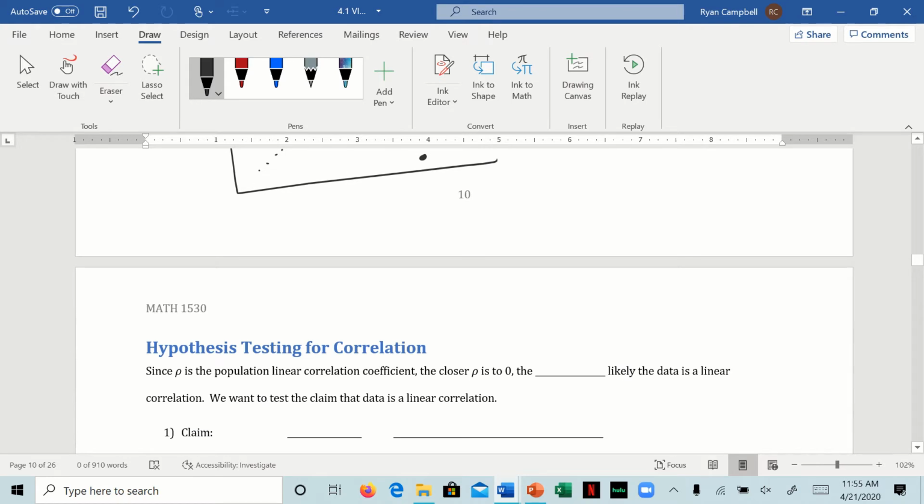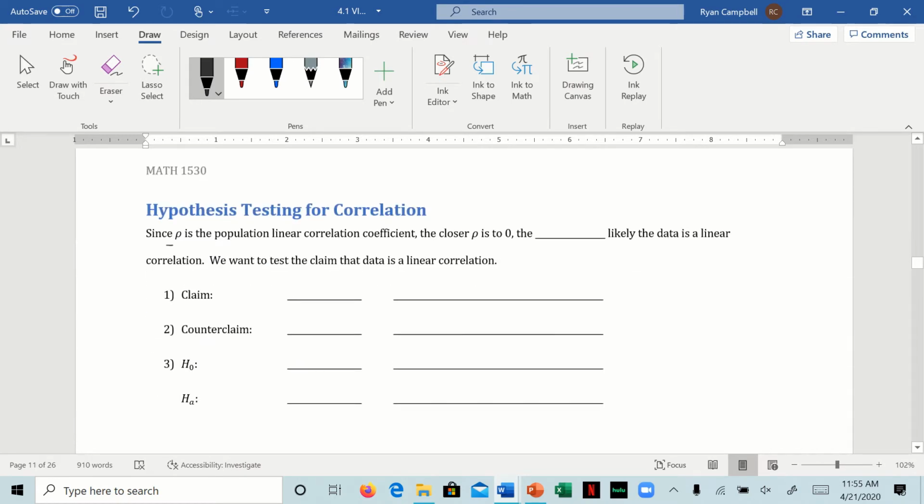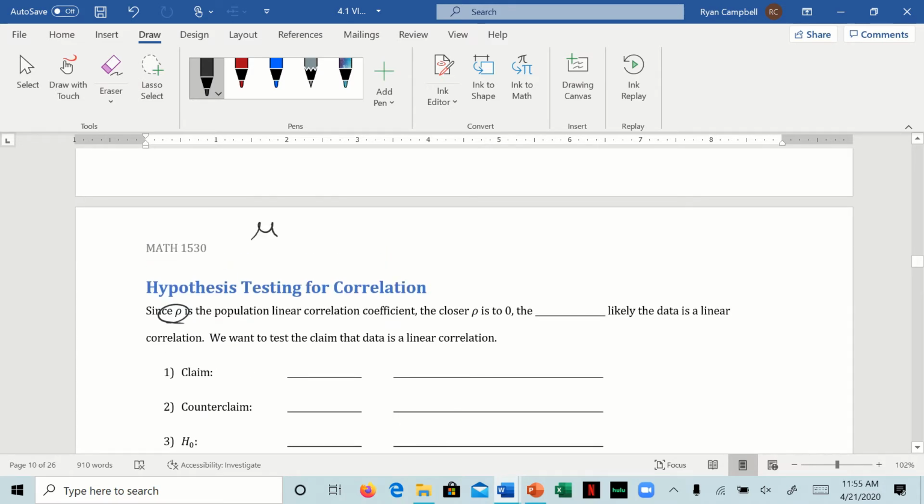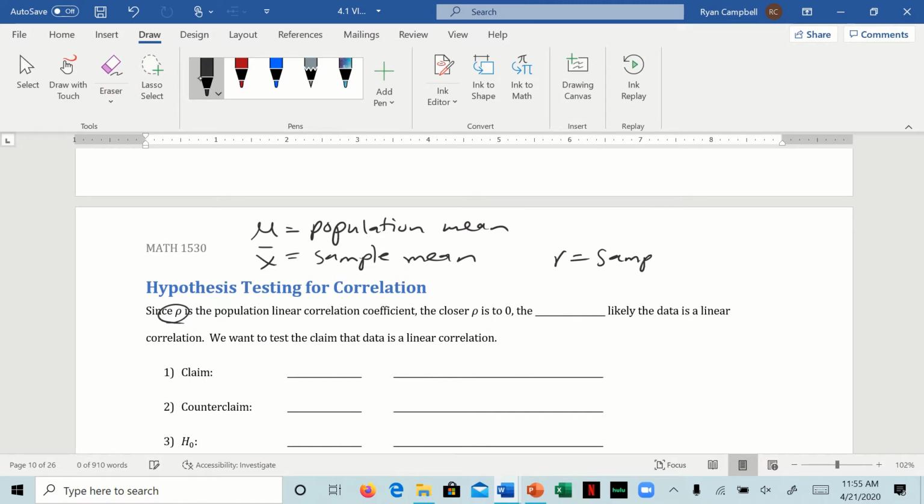All right. So, rho is the population linear correlation. So, just like how we said mu is the population mean, and x bar is the sample mean, everything about x bar also applies to mu, right? The way you find your sample mean, you add them all up, divide by the total. The way you find your mu, you add it up, divide by the total, right? Well, R is the sample linear correlation coefficient.